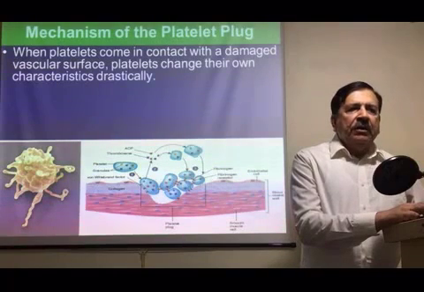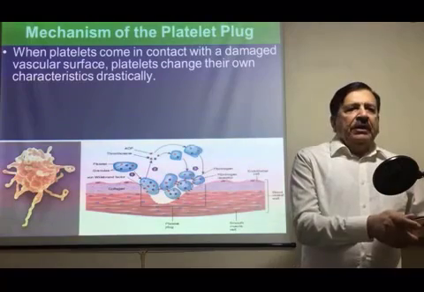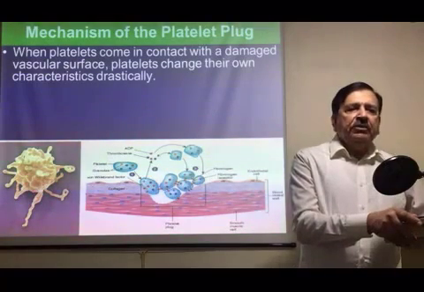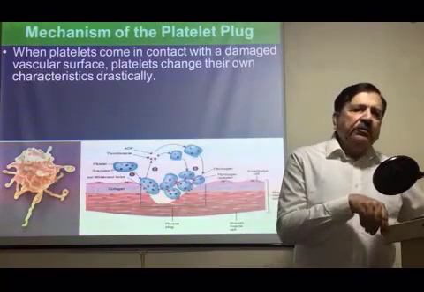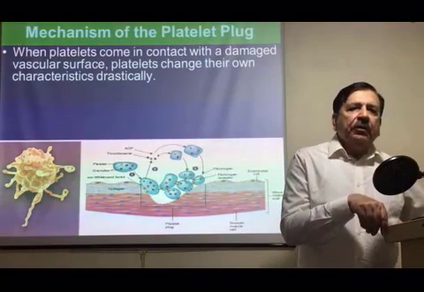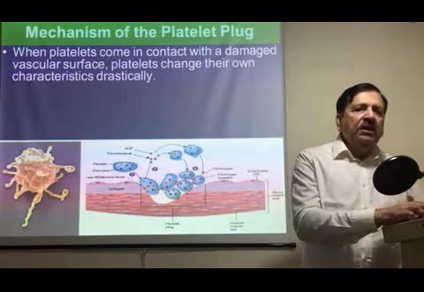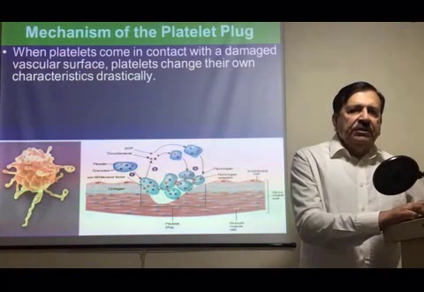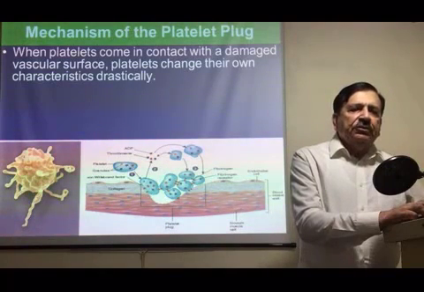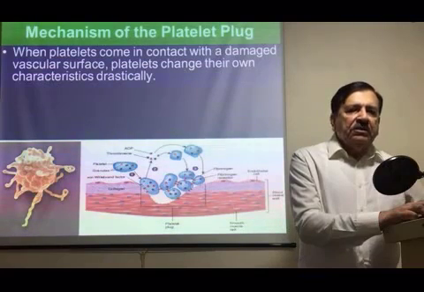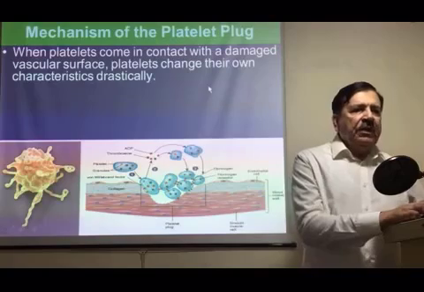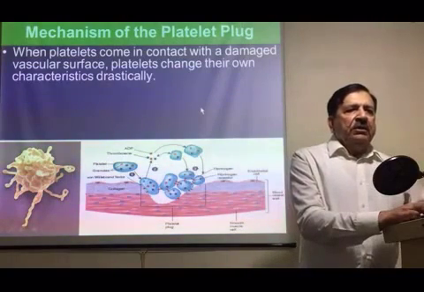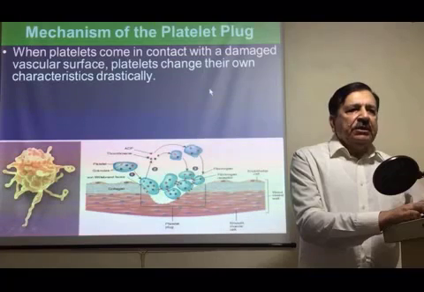When platelets come in contact with a damaged vascular surface, platelets change their own characteristics drastically. As I told you, a healthy endothelial lining prevents platelets from activation, but when the endothelial lining is damaged, the underlying collagen tissues are exposed, and substances from this tissue are secreted which cause the platelet to activate. And when this activation occurs, there is a drastic change in the platelet characteristics.